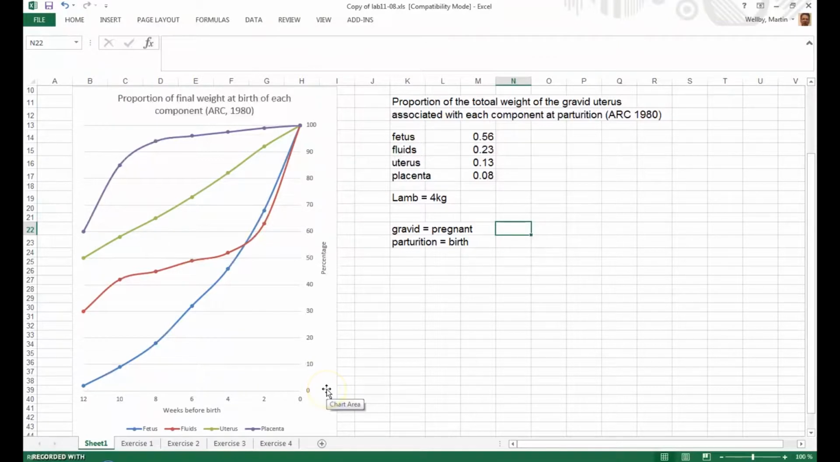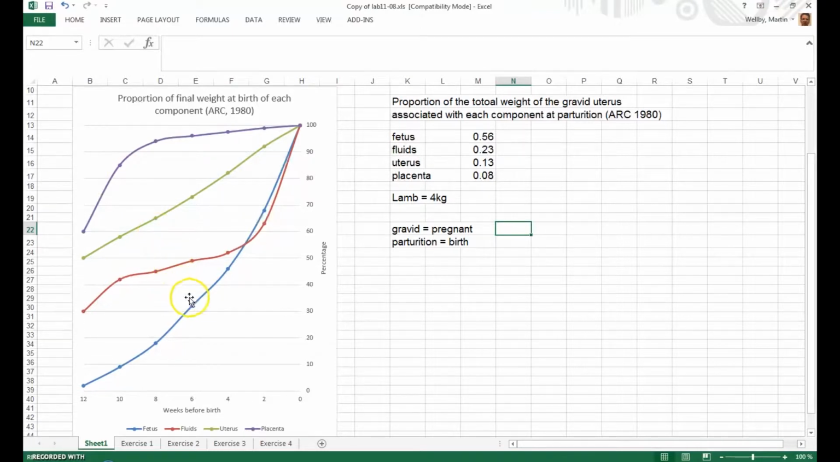So this chart is the scale here. Down the bottom we have weeks before birth. So the 0 here is birth, 2 weeks before, 4 weeks before, etc. And this is a percentage scale up the side. And these 4 lines represent 4 different components of the conceptus, and that's the uterus and its contents. So we have the fetus, the fluids, the uterus, and the placenta.